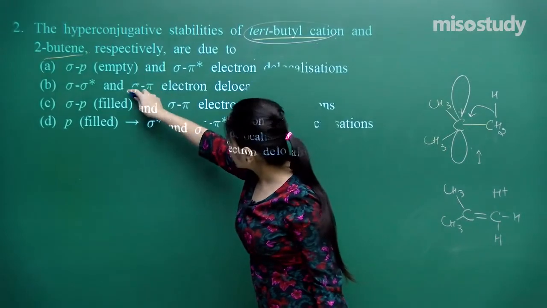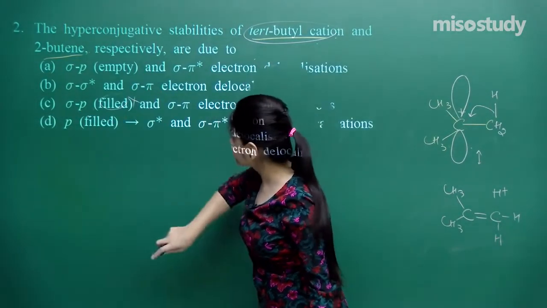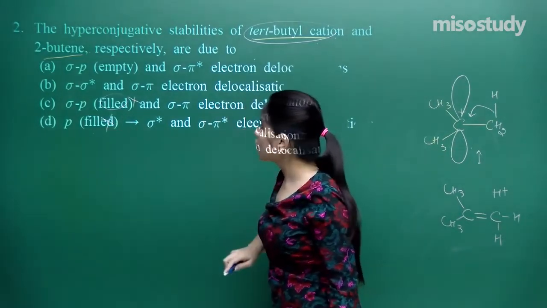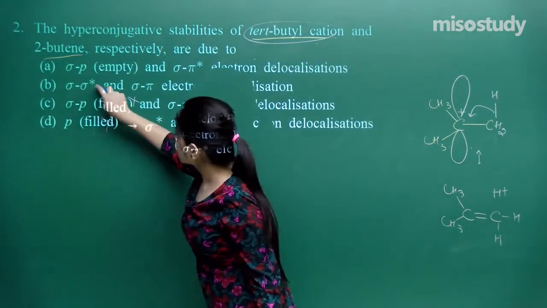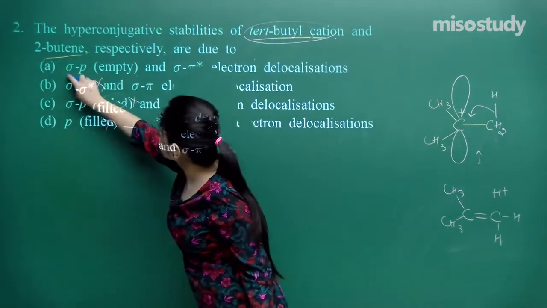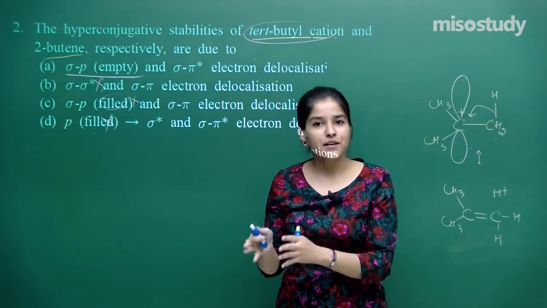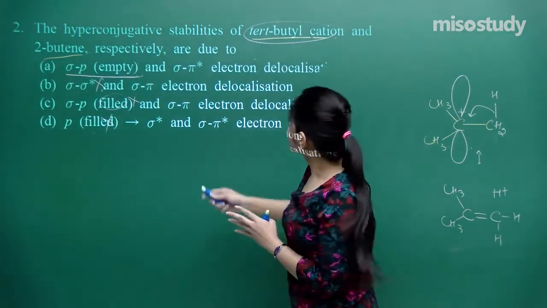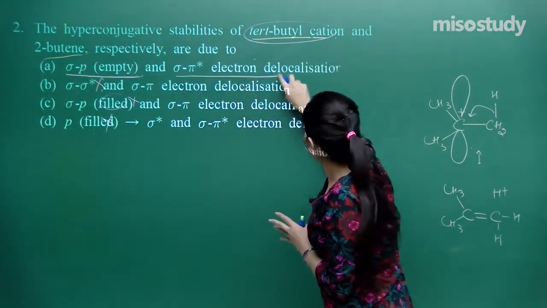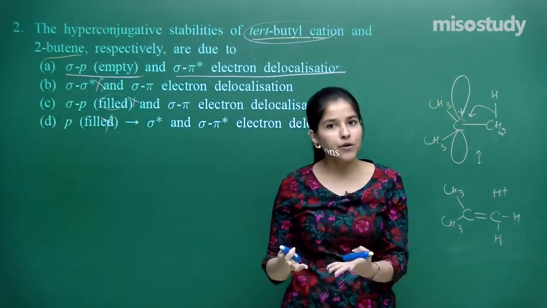So can you see any other option? Because sigma p filled cannot be the option, p filled again cannot be the option, sigma star cannot be the option. So for tertiary butyl cation, always there will be shifting from the sigma to the cation p empty orbital. And if you look here, sigma to pi star, how it would be?